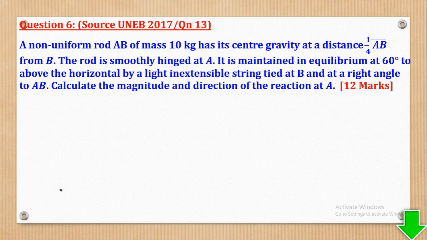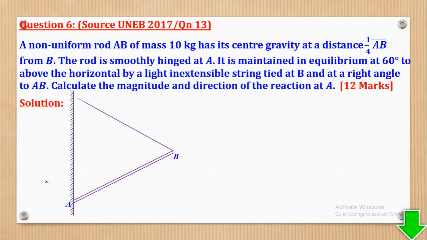So the first thing to do is to make a sketch of the force diagram. We shall start with the vertical wall. Then we shall put the ladder which is inclined at an angle of 60 to the horizontal, AB. Then we shall put the string which is at right angles with the ladder. So that's why this angle is 90. And this is 60 from geometry, because this angle is also 60.